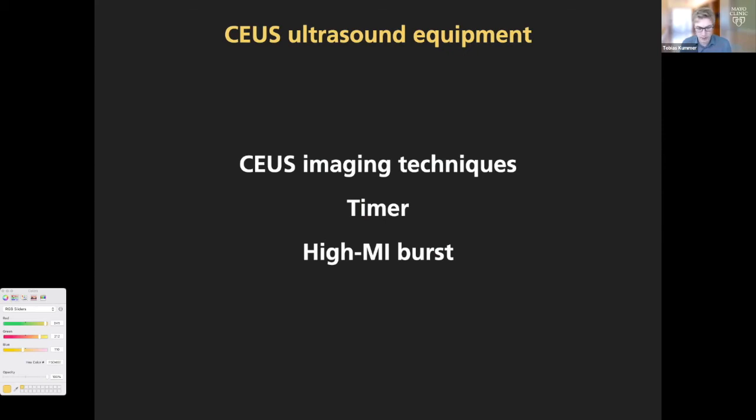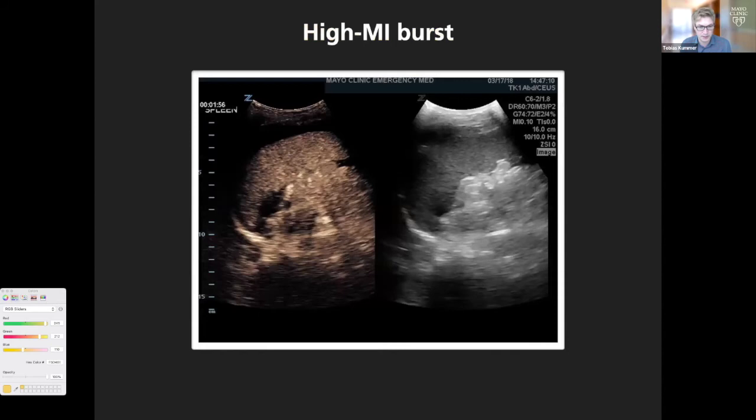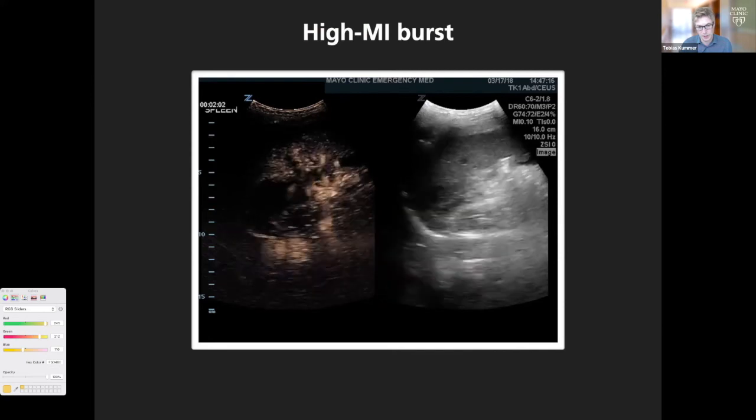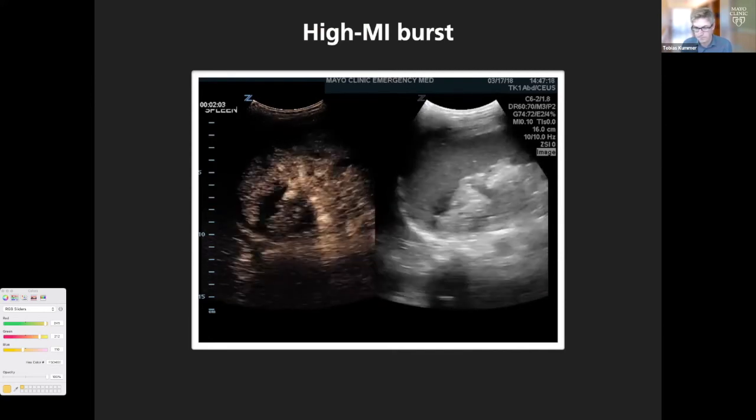And then they have a button for what's called a high MI burst. Sometimes that helps. When you push that button, it will increase the MI briefly for a second and then destroy all the bubbles. This is what it looks like. So you push the button and then it gets reperfused in that one plane that you're scanning right now.